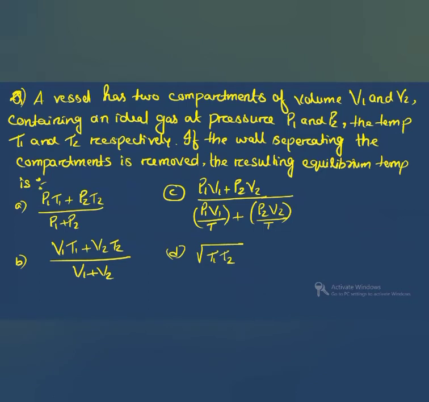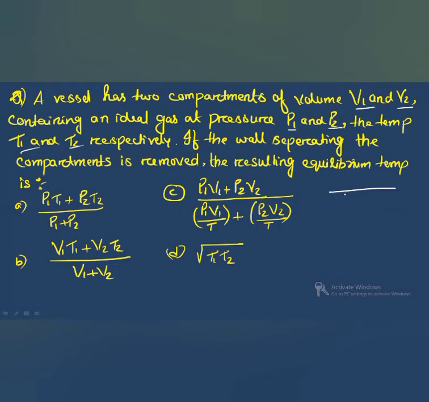Here you are given a vessel with two compartments of volume V1 and V2 containing an ideal gas at pressure P1 and P2. So you have two compartments, the volumes are V1 and V2, the pressures are P1 and P2, and the temperatures are T1 and T2 respectively. For the first compartment the volume is V1, pressure is P1 and temperature is T1. For the second compartment the volume is V2, temperature is T2 and pressure is P2. If the wall separating the compartments is removed, what is the resulting equilibrium temperature?